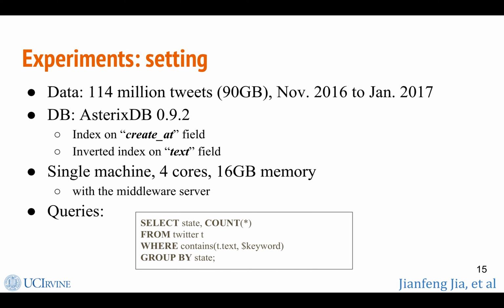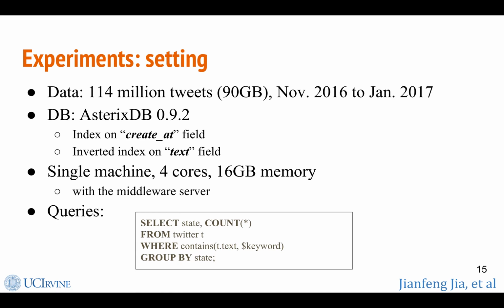As an example, we collected 100 million real tweets through the Twitter streaming API, which is 90 GB of data, with a time range from November 2016 to January 2017. We are using AsterixDB 0.92 and we create an index on the create field and an inverted index on the text field. We run the experiment on a single machine with 4 cores and 16 GB of memory, and the middleware also runs on this machine.